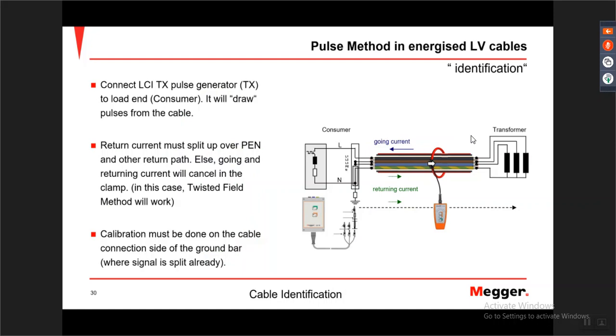Calibration must be done on the cable connection side of the ground bar where the signal is split already. If you have it before that, you will get 100% signal on the return path and it will show no identification.